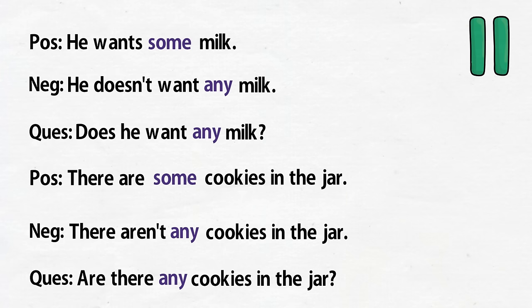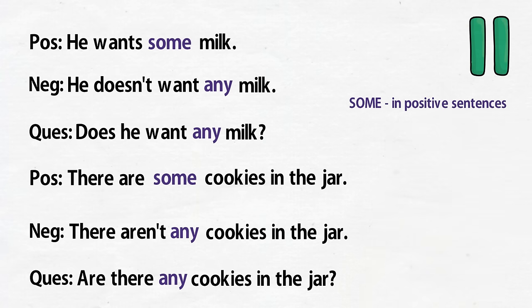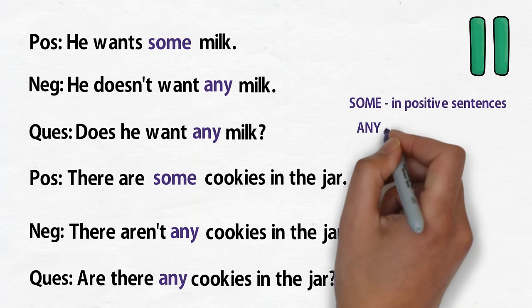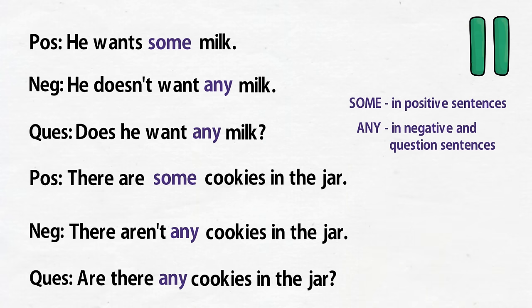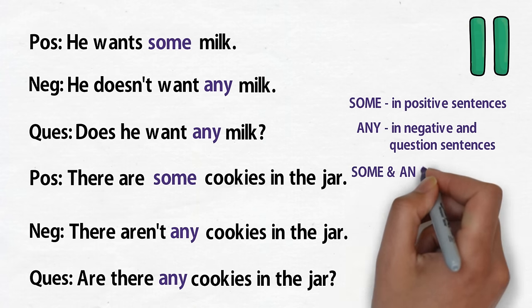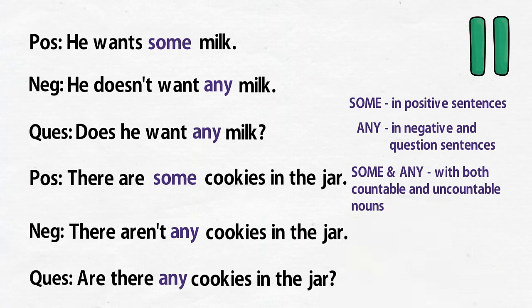As you can see from these examples, we can say that we use some in positive sentences and any in negative and question sentences. And we use some and any with both countable and uncountable nouns.